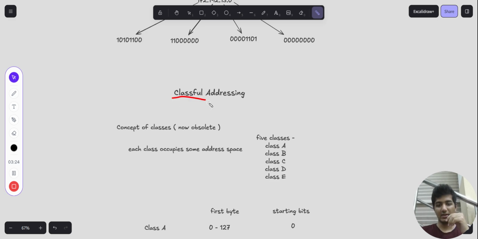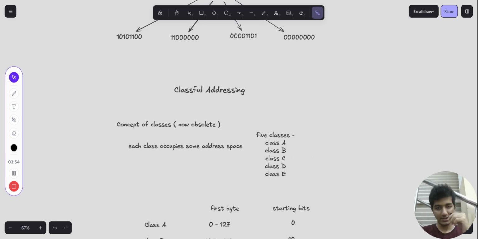Okay. So now let's see how exactly the addressing works. First we have classful addressing. This introduces the concept of classes, which is now considered obsolete. So it's not used anymore, and we will see the reason why. Each class occupies some address space of IPv4. And we have five classes, A, B, C, D, and E. Here D and E are special classes that we will not concern ourselves with too much. The main ones are A, B, and C.